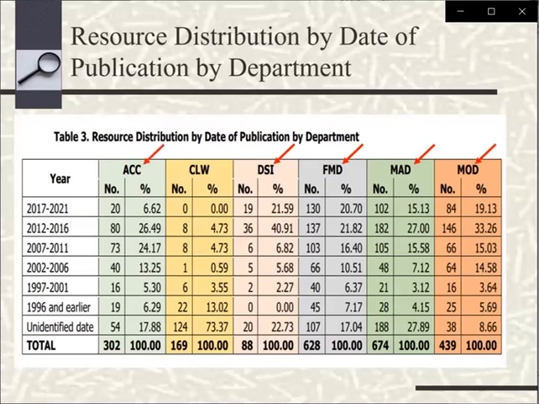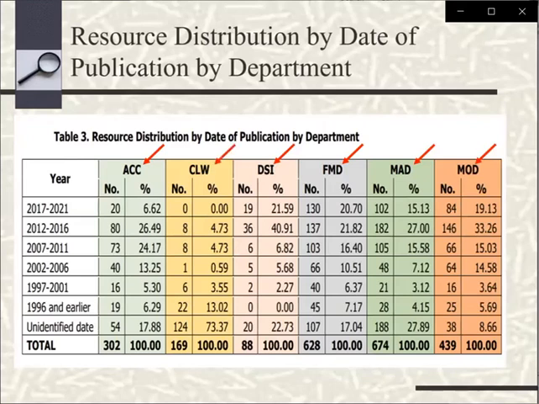On the other hand, data gathered from accountancy revealed that of the total 302 resource materials used in their course syllabi, 26.49% were published between the years 2012 to 2016, and 24.17% were published in the years 2007 to 2011. However, 17.88% of the reading materials were found to have no date of publication, or the publication date was not provided.